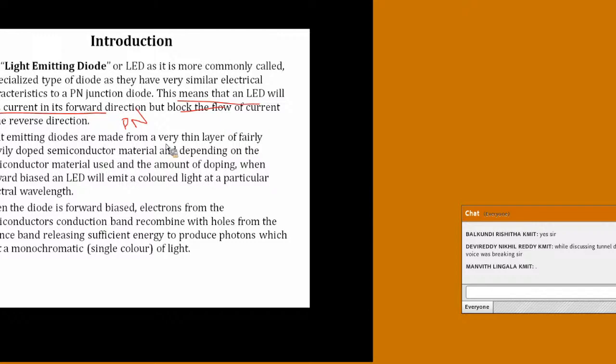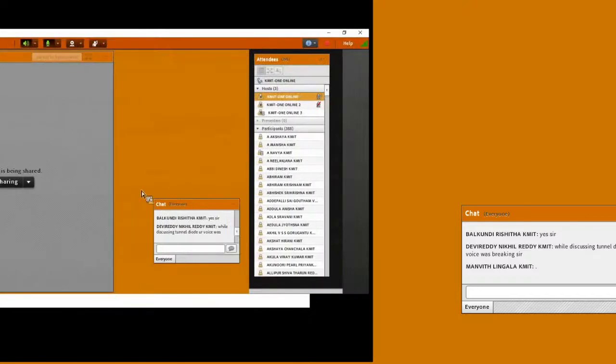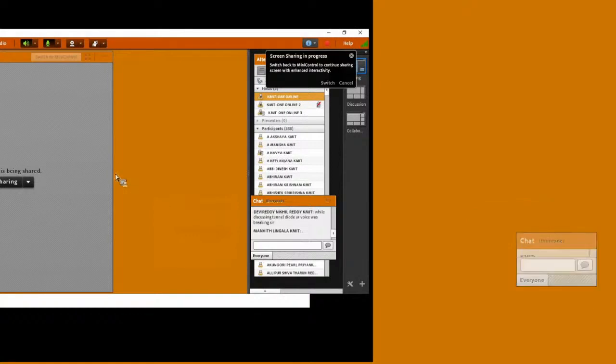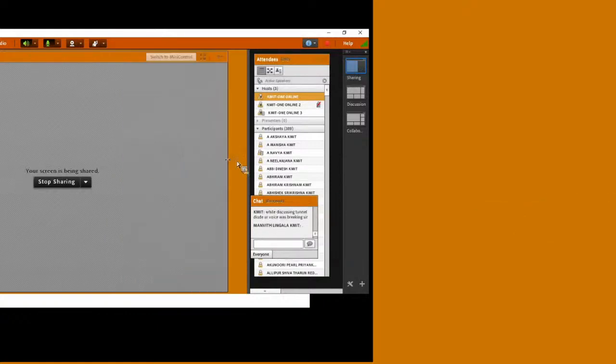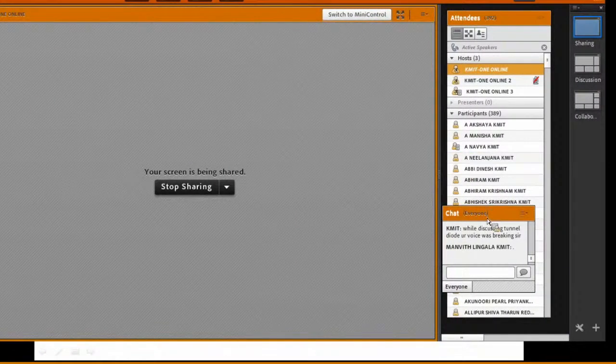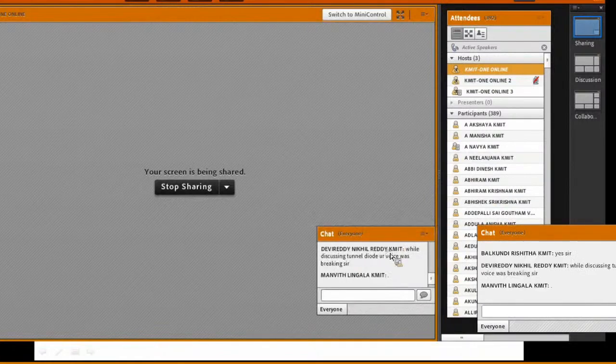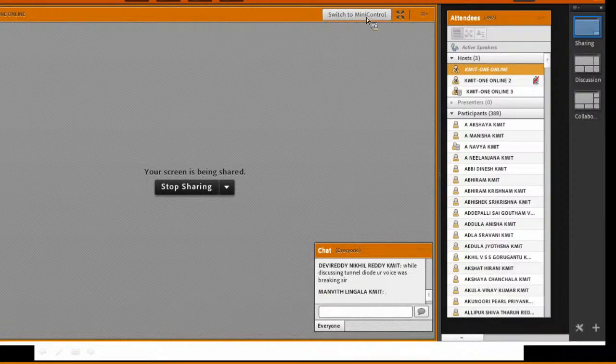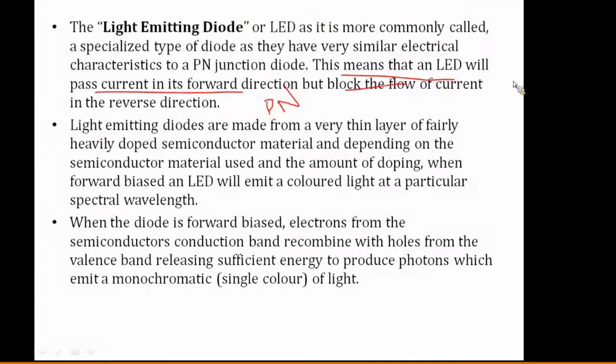Now, light emitting diodes are made from a very thin layer of fairly heavily doped semiconductor material, and depending upon the semiconductor material used and the amount of doping, when it is forward biased, see, the color of the light.